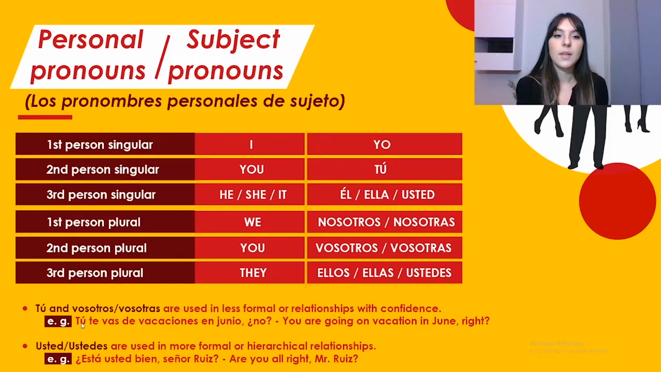Let's see the examples here. The first example is, "tú te vas de vacaciones en junio, ¿no?" So we would use this sentence with someone we know well, with a friend, for example, because we use tú. And the second example is, "¿está usted bien, señor Ruiz?" So we use usted in this case because we don't know this person very well, or because it is an older person, or because it is a superior, or because it is a person with a title, like for example, doctor, president. So in these cases, we would use usted or ustedes.